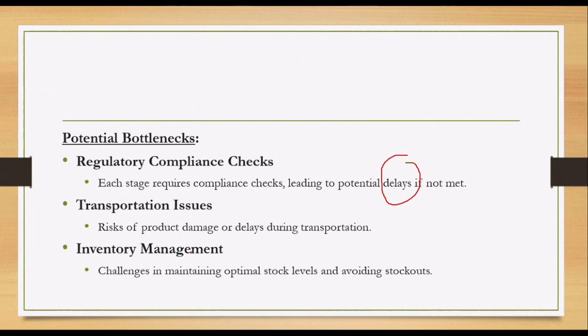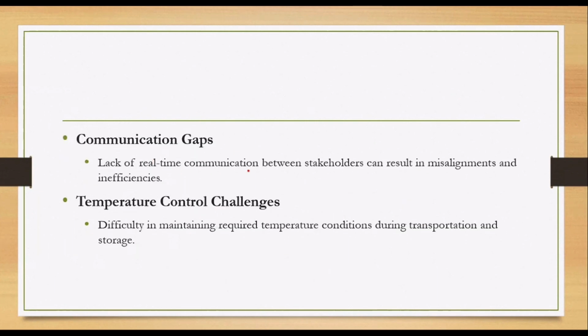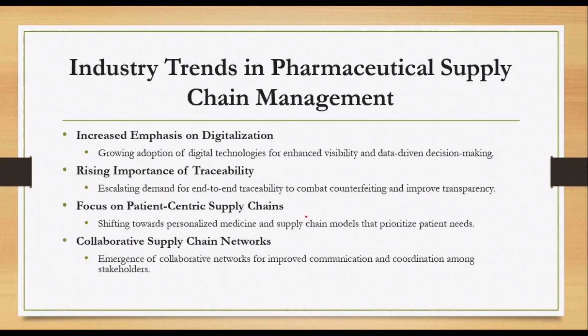Another bottleneck is actually preventing you from doing a better job, preventing you from generating profit. So it is directly impacting the bottom line of the organization. Then inventory management: the optimal stock levels. What is the optimal stock level for different kinds of products? These are all serious bottlenecks. And other communication gaps, of course: there is no coordination between stakeholders, so misalignments, and that leads to inefficiency and temperature control challenges.